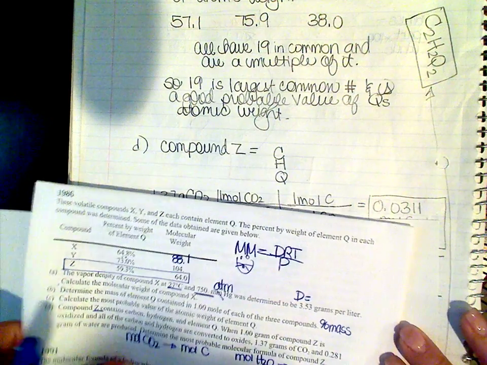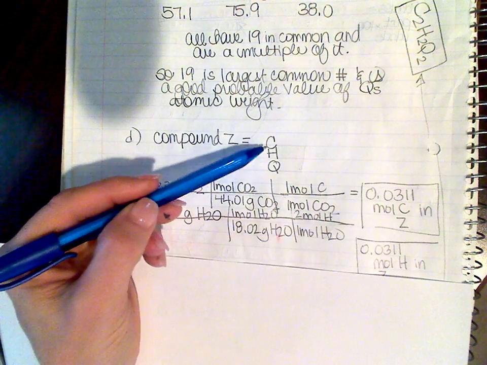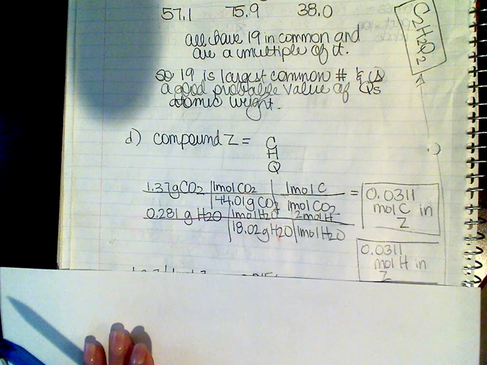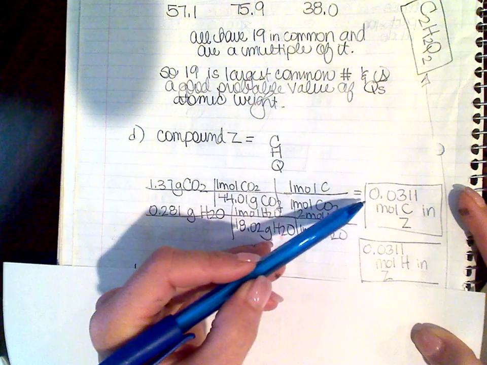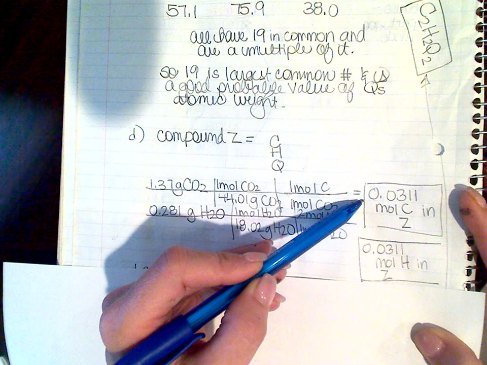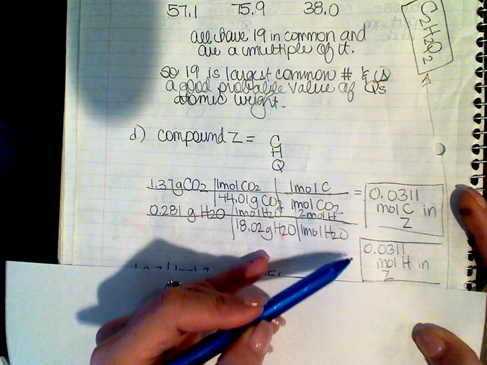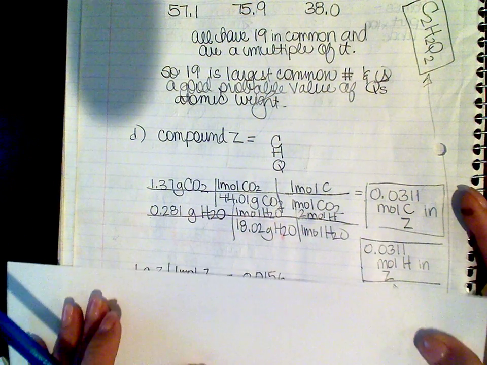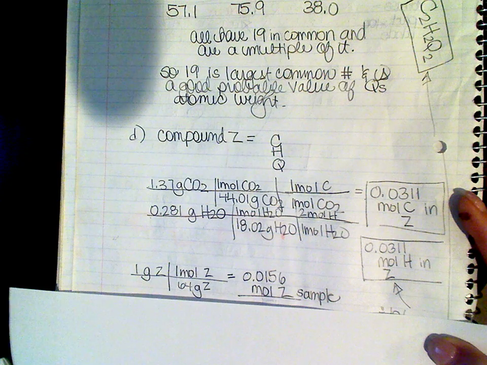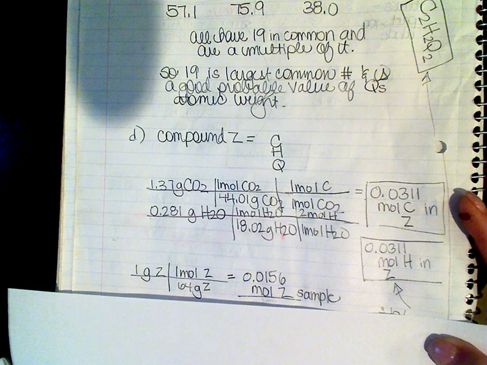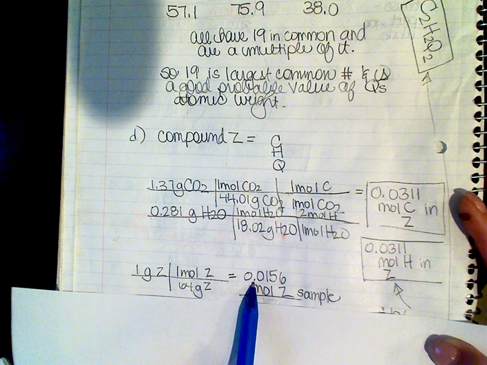So let's take a look here. All right, so again, we have compound Z has a C, an H, and a Q as the elements that comprise it. So the first thing I'm going to do is take my grams of carbon dioxide and figure out how many moles of carbon are in this compound. I'm then going to do the same thing with water. How many moles of H are in the compound? Then I'm going to take my 1 gram of Z, because it does say that when 1 gram of compound Z is oxidized, I know that in 1 gram of Z, I'm going to have this many moles of Z.